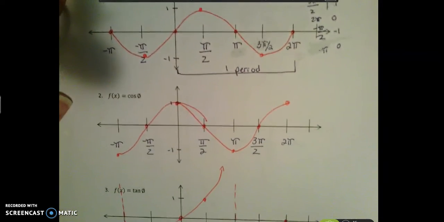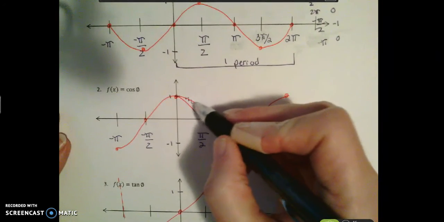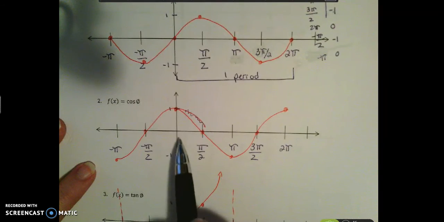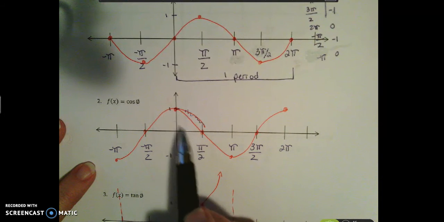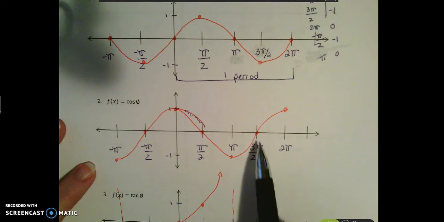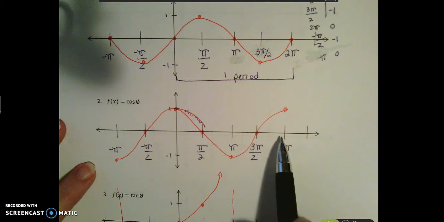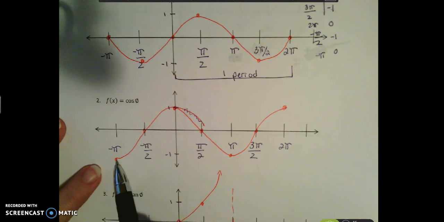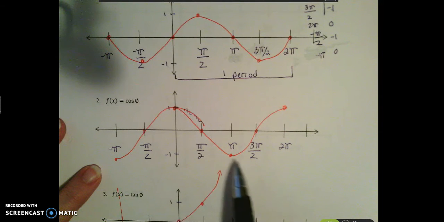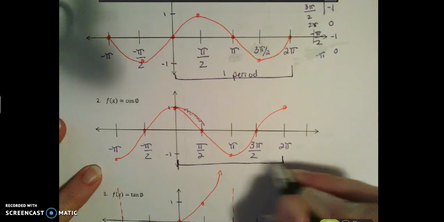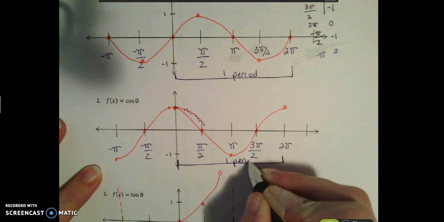Okay, so here's our cosine curve, and I have a little bit of a mess up here, just ignore that. Again, if I do my t-chart, we find out that cosine at 0 is 1, cosine at pi over 2 is 0, cosine at pi is negative 1, cosine at 3 pi over 2 is 0, cosine at 2 pi is 1, negative pi over 2 is 0, and negative pi is, sorry, negative 1. So here's our cosine curve. From 0 to 2 pi, this is considered to be one period of the function.